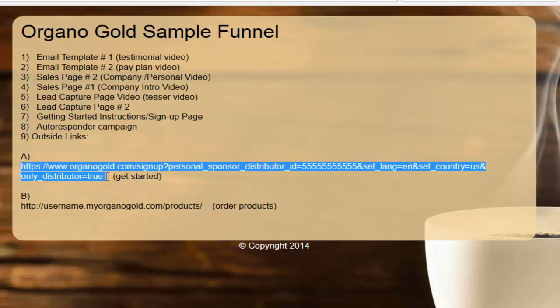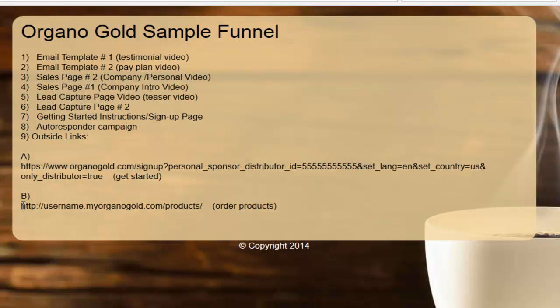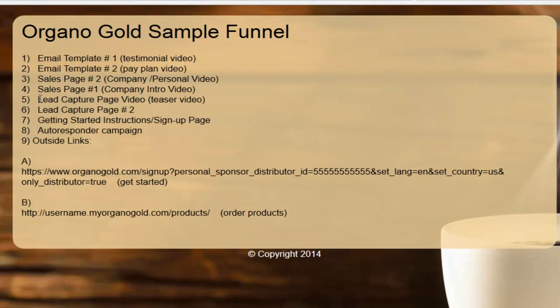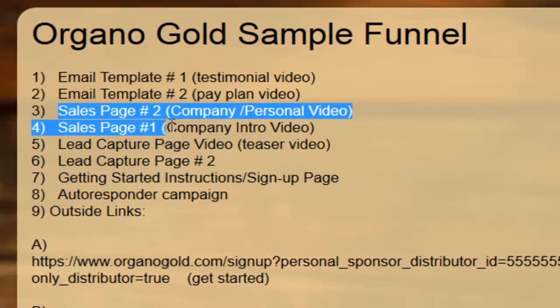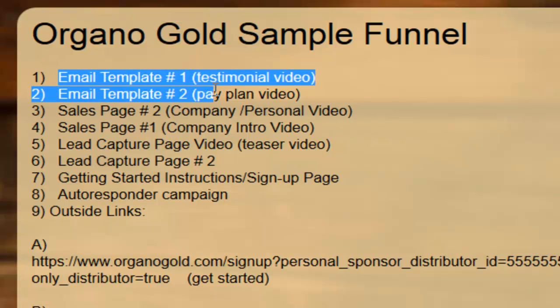Last video, I found the getting started URL and the order product URL. I also created sales page number 2. So in this video, I'm going to create sales page number 1. I'm going to connect sales page number 1 and 2 together, and then I'm going to create a couple of email templates.